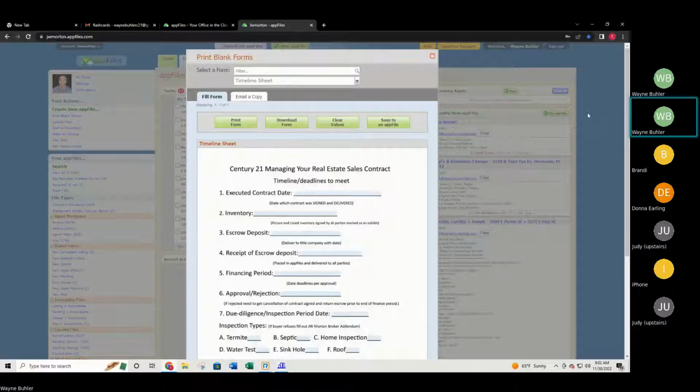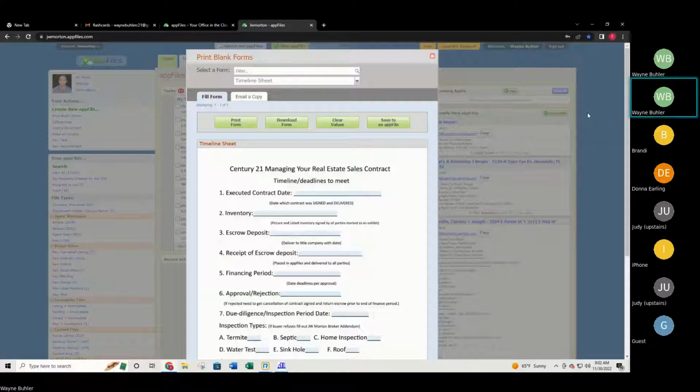So the first thing I want to talk about is this timeline sheet that I have made that is in app files for anybody that is a visual person and likes to see the dates. So ultimately, we have the executed contract date. For those of you in the room, what is an executed contract date? It's the date that both the seller and buyer sign the contract.